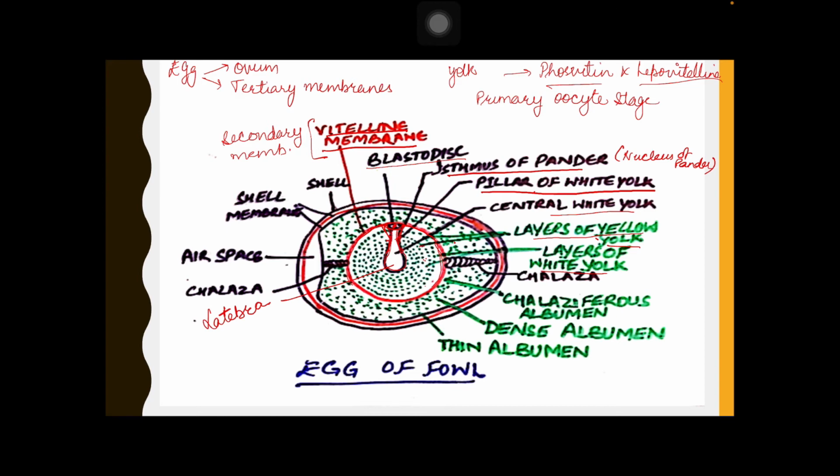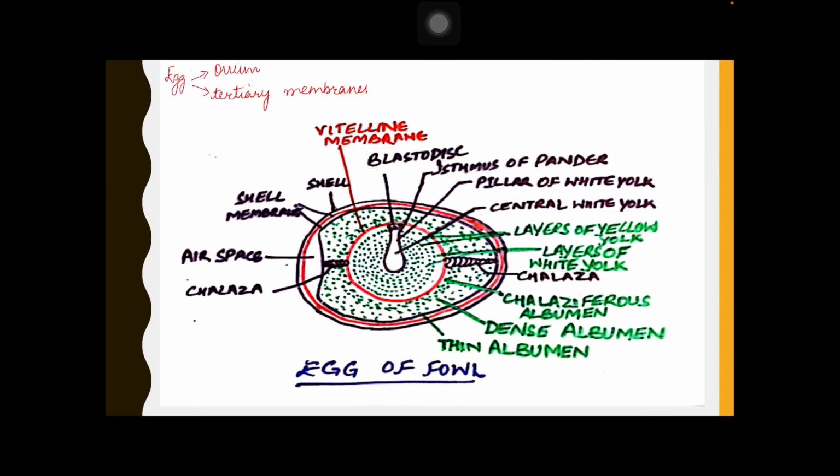Now we will discuss the tertiary membranes. So what are tertiary membranes? These are the non-cellular layers which are secreted by the cells of the oviduct around the ovum. As I told you earlier, the tertiary membranes are laid down around the egg as the egg passes through the oviduct. Now there are three types of tertiary membranes: albumin, shell membranes and shell. So first we are going to discuss the albumin.